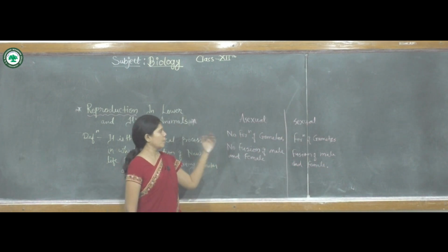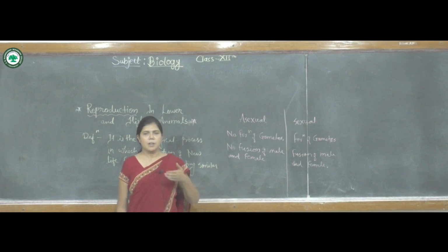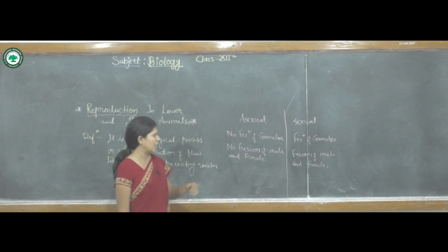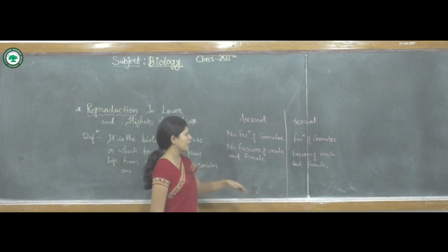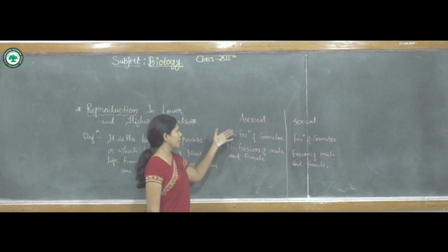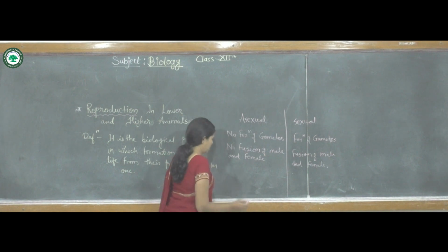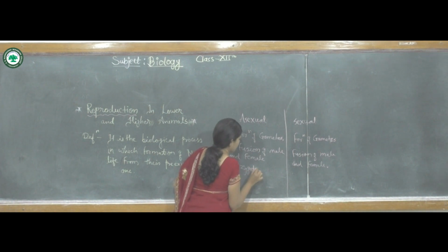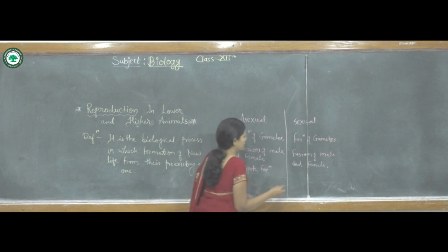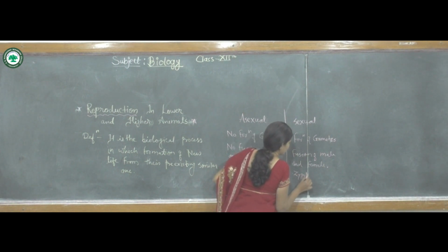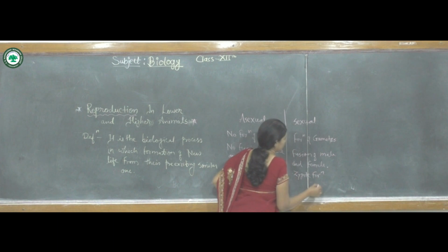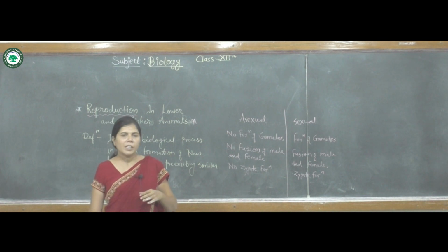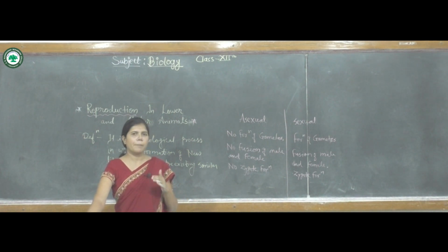So in asexual reproduction there is no fusion of male and female gamete, meaning there is no formation of diploid zygote. And in sexual reproduction there is the fusion of male and female gamete, meaning there is the formation of diploid zygote. So we can say that in the asexual method there is no zygote formation, and here in the sexual method there is zygote formation.